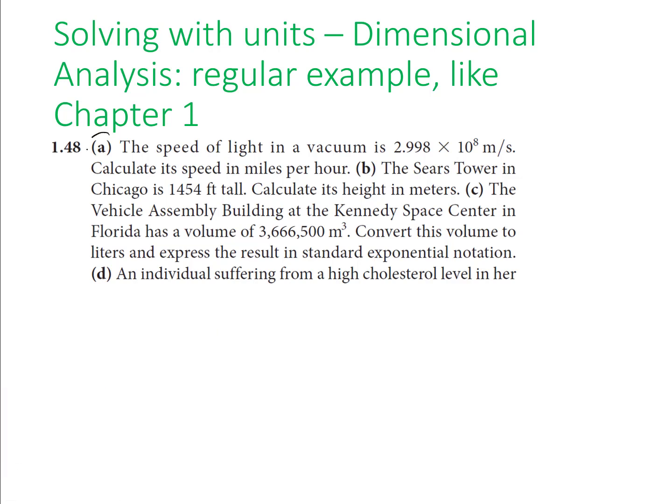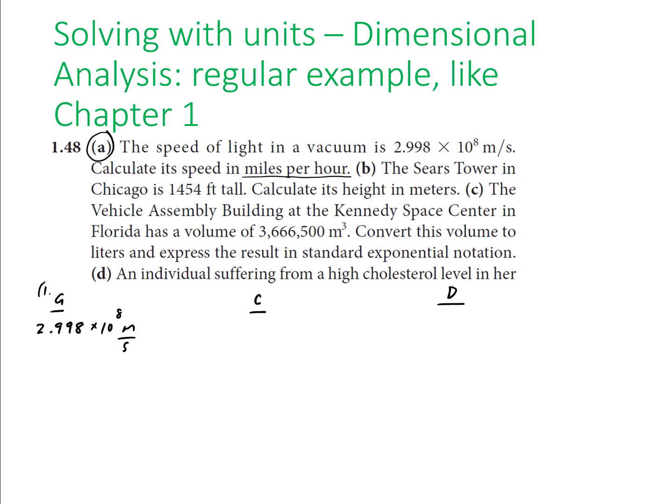So I'm going to do just A right here. It says the speed of light in a vacuum is 2.998 times 10 to the eighth meters per second. Calculate the speed in miles per hour. The way I teach this in general chem is I tell students to write the given number with its unit. So it's 2.998 times 10 to the 8 meters per second. And then we're going to list a conversion factor, and then the desired units.